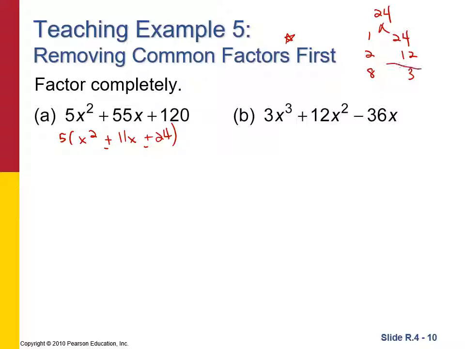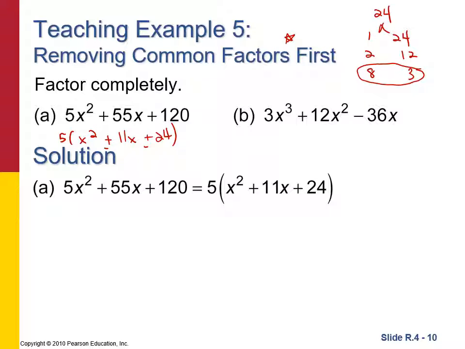Well, that would be 8 and 3. And so here we have this term here, 5 times x plus 8 times x plus 3. And you can rework all of this out and multiply it, and it'll give you this original term. Oops, I'm writing over it. So, same answer here. But this is how they do it. Find the factors.